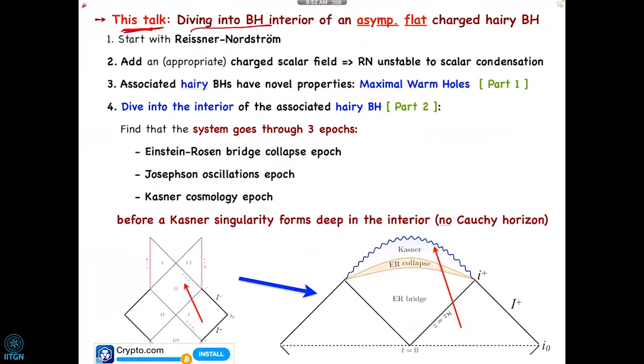what happens when we dive into the black hole interior of an asymptotically flat charged hairy black hole? So instead of being AdS, I want to ask the same question that the other authors asked, but for asymptotically flat spacetimes, to see whether the findings that they found in their research are closely connected to the fact that we have a negative cosmological constant or not.